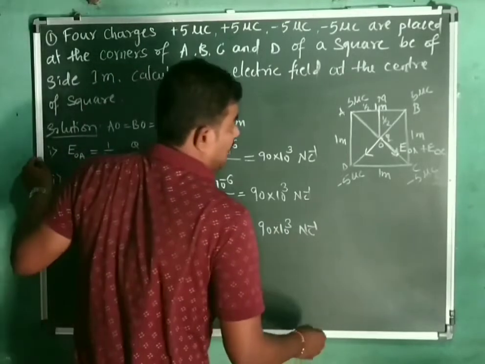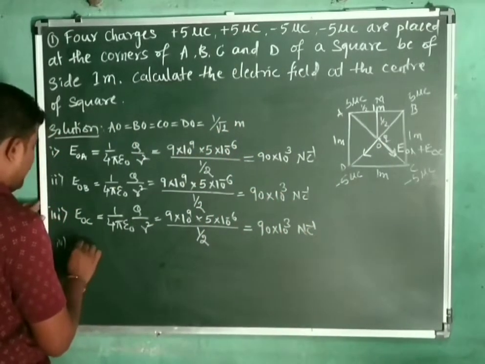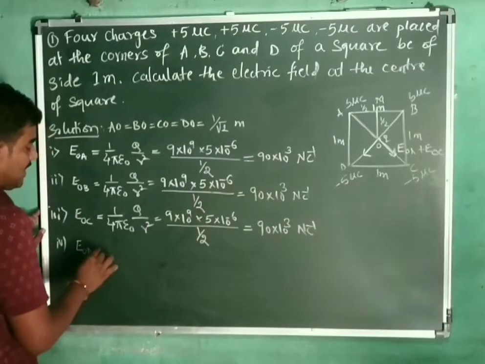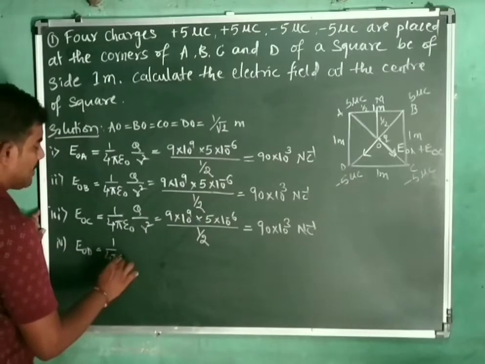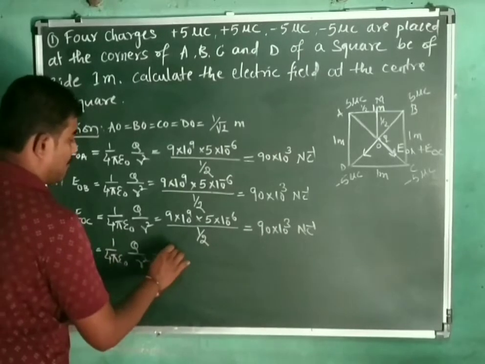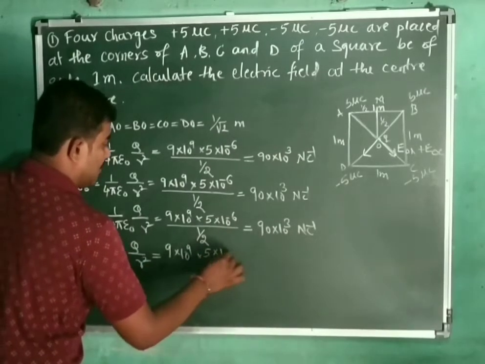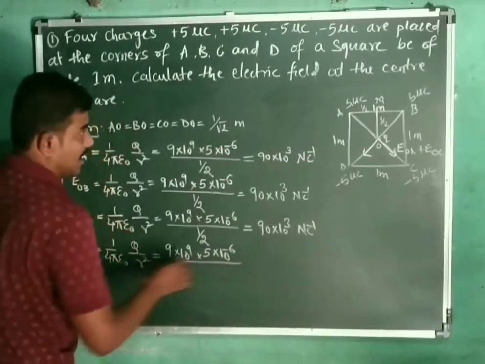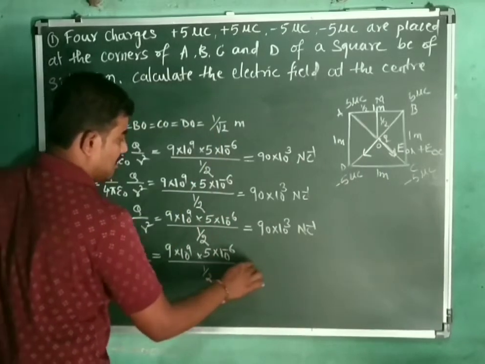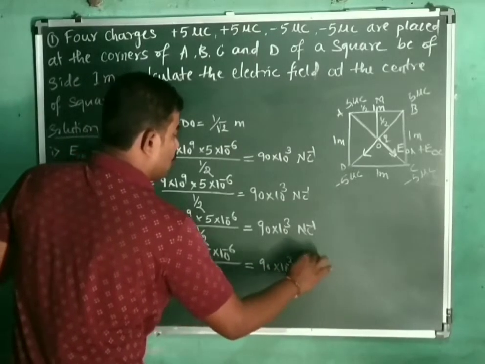Okay. Similarly, next one, that is electric field at O due to minus 5 microcoulomb located at D. That is 1 divided by 4 pi epsilon naught Q divided by R square. Once again 1 divided by 4 pi epsilon naught is 9 into 10 to the power 9. Q is minus 5 microcoulomb, therefore 5 into 10 to the power minus 6. R square means DO. DO distance is how much? 1 by root 2. Once again if I square this, it is 1 by 2. This is also 90 into 10 to the power 3 Newton per Coulomb.